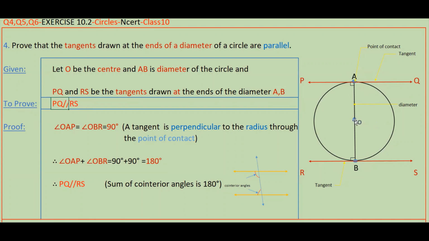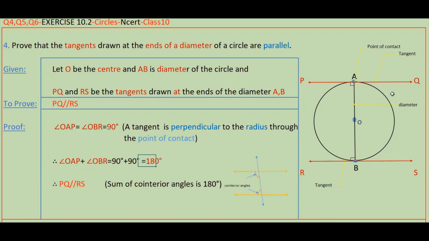And here if you see these two angles, angle OAP and angle OBR, these two angles are 90 degrees because we know that the radius of the circle is always perpendicular to the tangent at the point of contact. So these two angles are 90 degrees. If you add those two angles, angle OAP plus angle OBR, that is equal to 90 plus 90, that is 180 degrees.